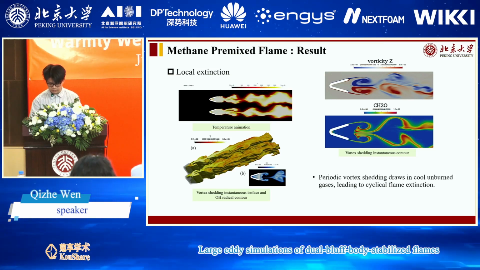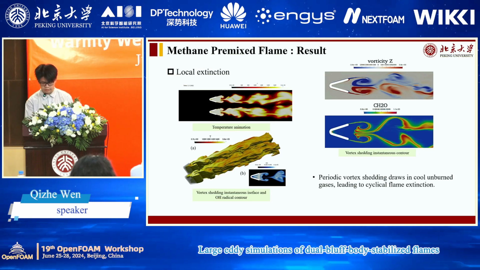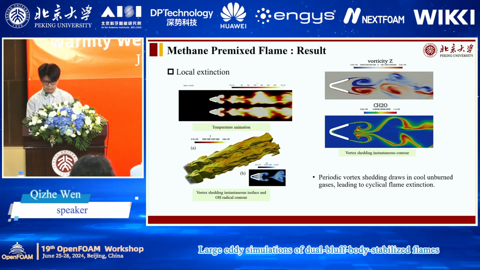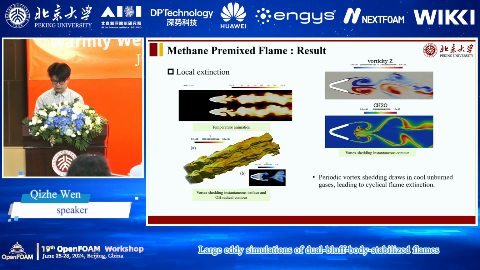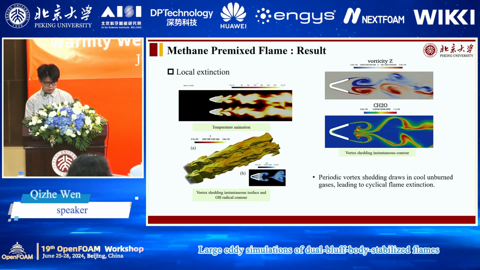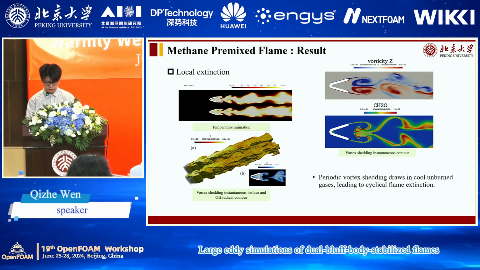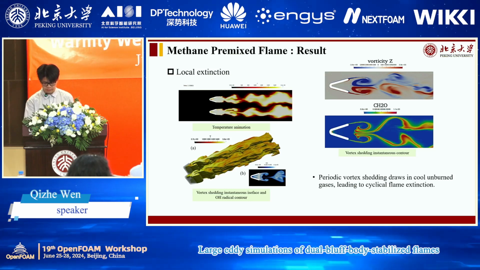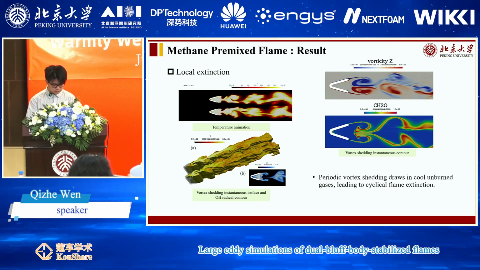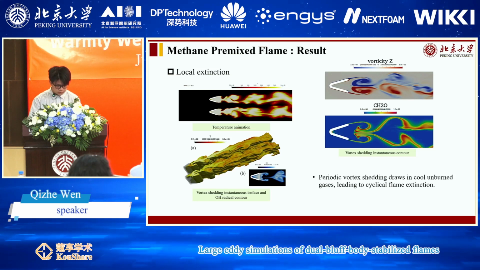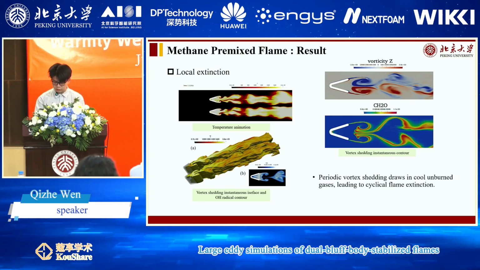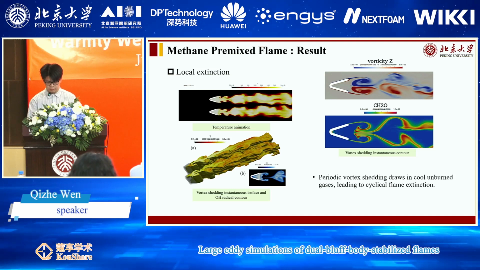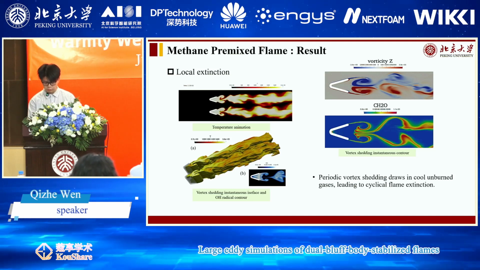Okay. The temperature animation shows that local extinction occurs periodically in the recirculation zone at the vortex shedding. During the blow off occurring, there is significant flame stretching. And the OH radical nearly vanishes within the recirculation zone.